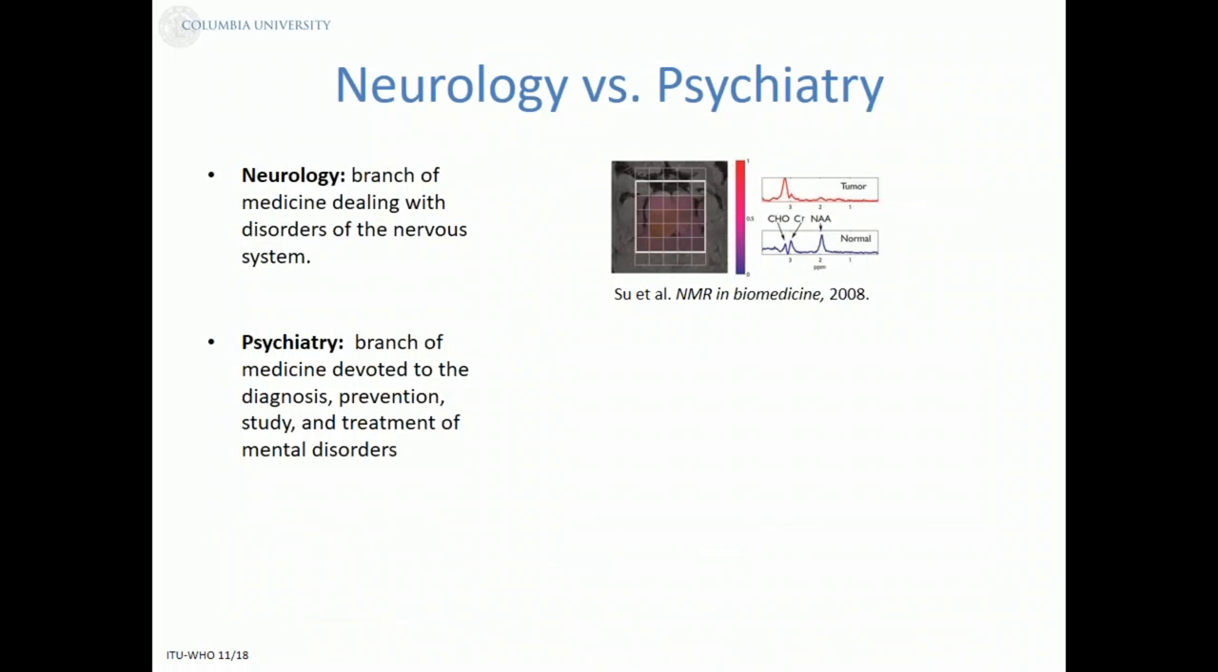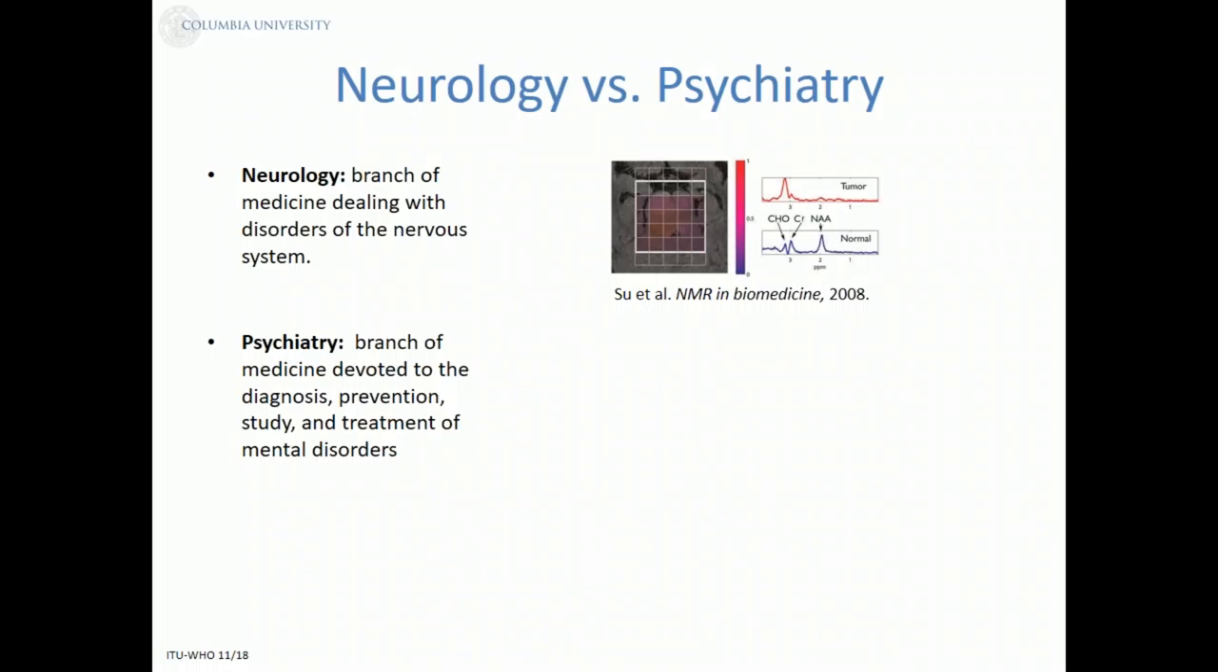Now, we've heard a little bit about radiology, ophthalmology, a lot of the clinical disciplines that use imaging. Neurology is another discipline that uses imaging, and we think about neurology as this branch of medicine that deals with the nervous system. Neurology is really good at using imaging. This is just an example of some magnetic resonance spectroscopy imaging. Algorithms, AI, pattern analysis are typically used in this domain.